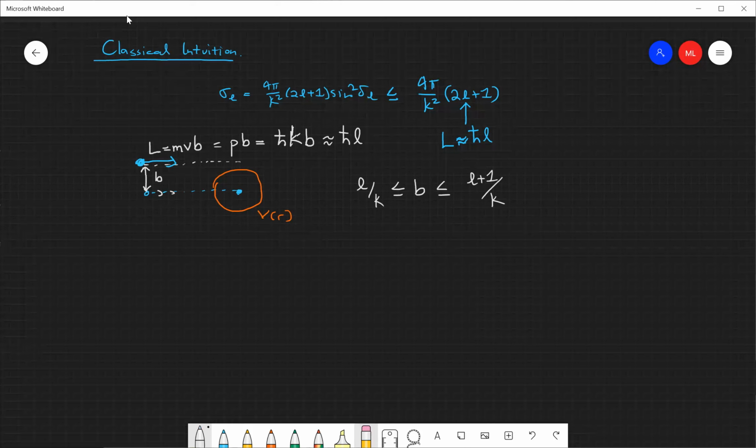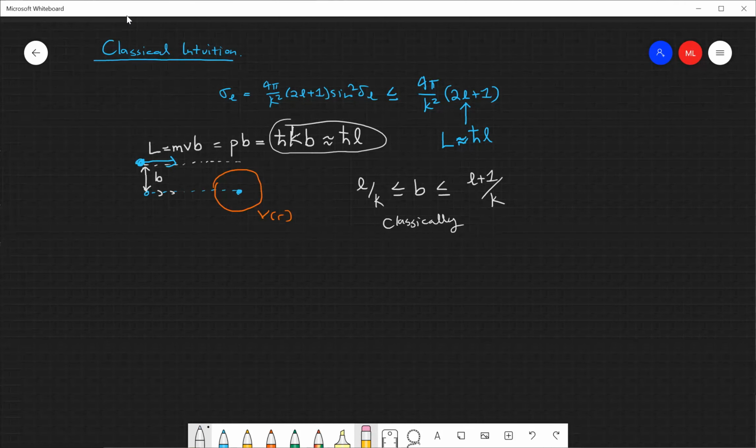This is just from this formula here. So, classically, that's what you would have classically. Quantum mechanically, we know that the angular momentum is quantized with this quantum number, but classically, if you were to think about the correspondence, what would happen? What range of impact parameters would correspond to that quantized angular momentum?